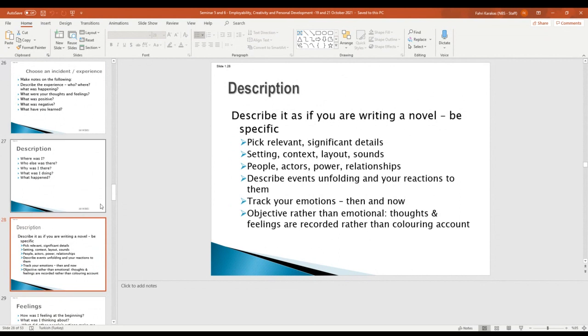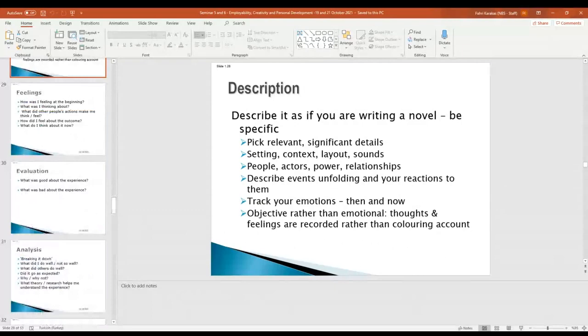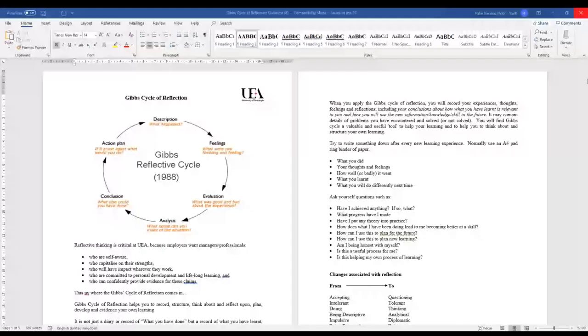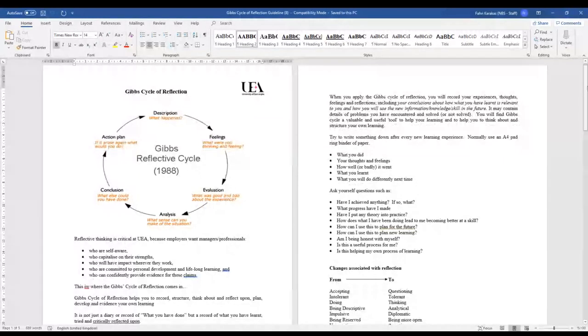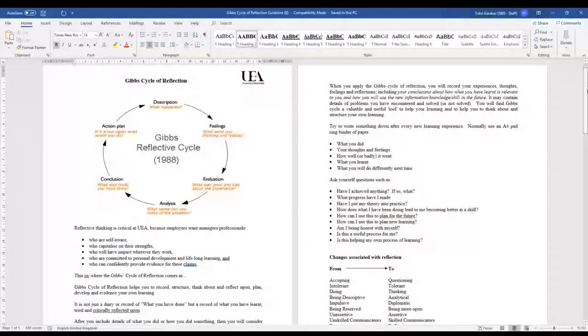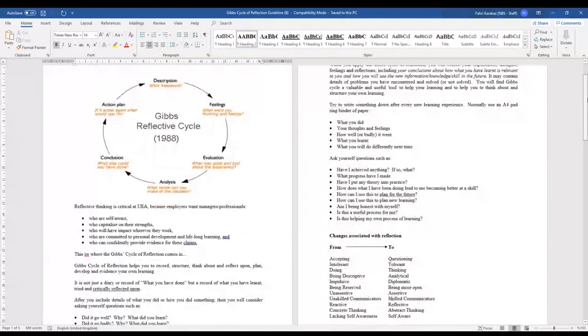You can find these in your slides. You can follow them, but let me share the GIP cycle of reflection that you are using. Let me open that. So this is the handout. It is called the GIP Cycle of Reflection Guideline. It is the third file on Blackboard. Please download it. You will be working on this document.